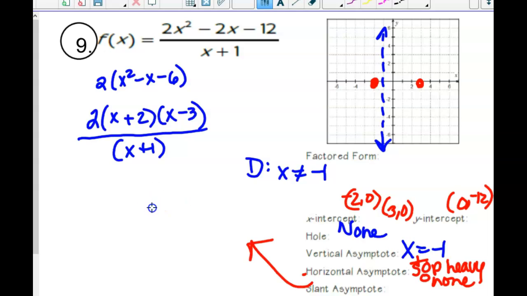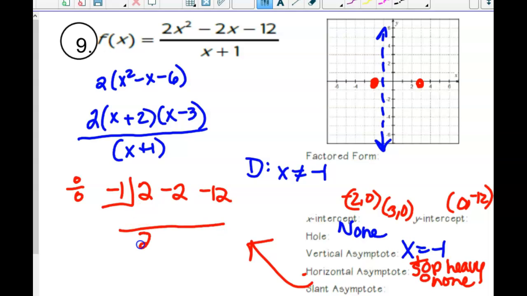Okay, slant asymptote. How do we find it? We have to divide. We can do synthetic. The original polynomial was 2, negative 2, negative 12. We don't need any zeros. Bring down, multiply, add, multiply. We don't care because it's a remainder. So I got this. Did anyone else get 2x minus 4?